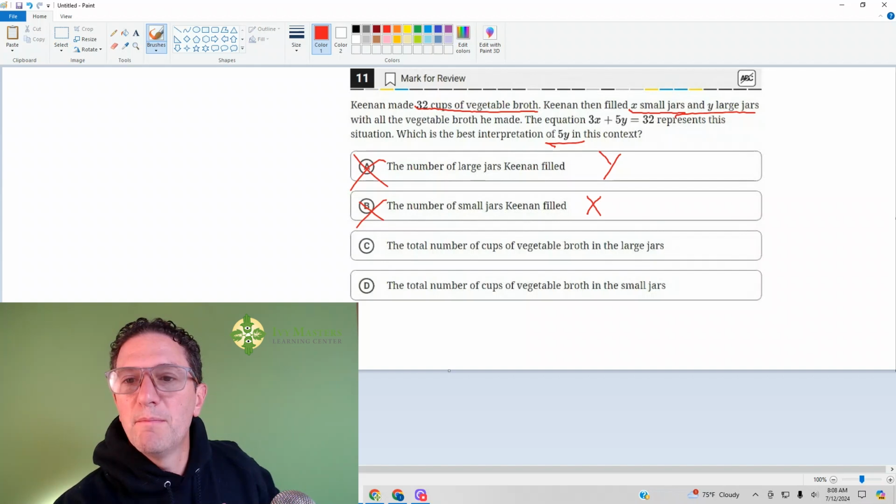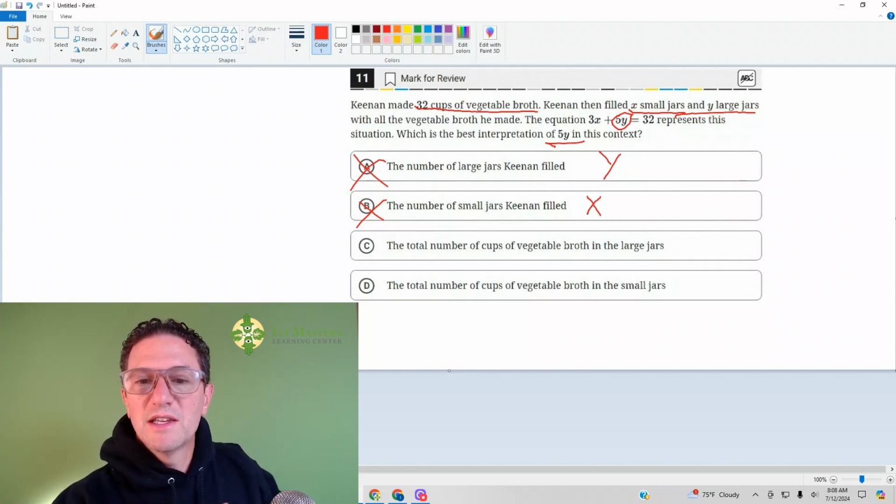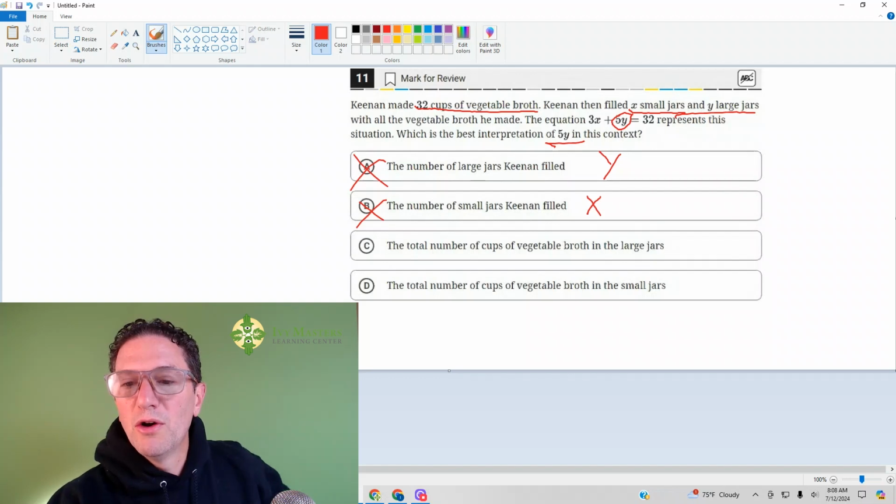Now, if you think about it, if Y is the number of large jars, if he did one large jar, then 5Y is going to give you 5. If he did two large jars, 5Y is going to give you 10. So that is going to be the total number of large jars, 5Y.